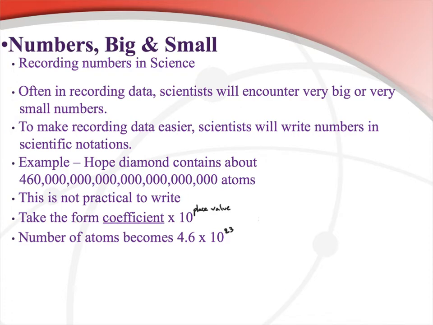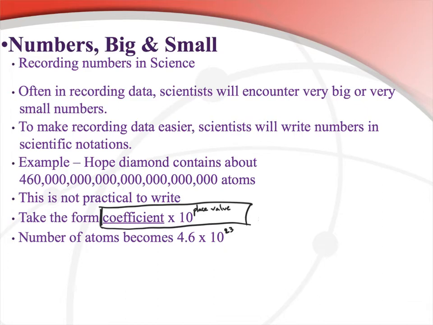So instead, this is the format that we use: some coefficient times 10 to some place value. That's the correct way to write these numbers. So instead of writing this big long number like this, we write it out as 4.6 times 10 to the 23rd. The Hope diamond, by the way, is at the Smithsonian in Washington, D.C.